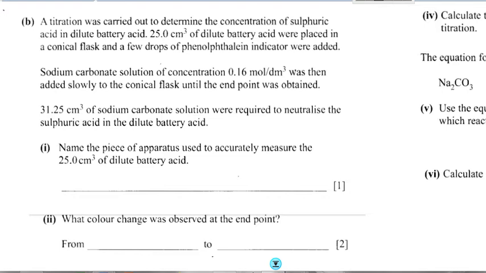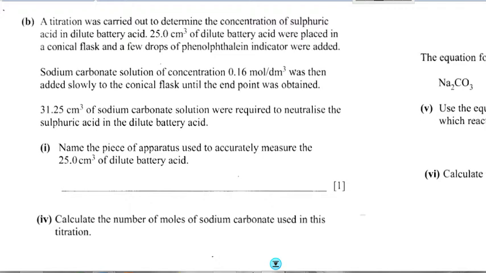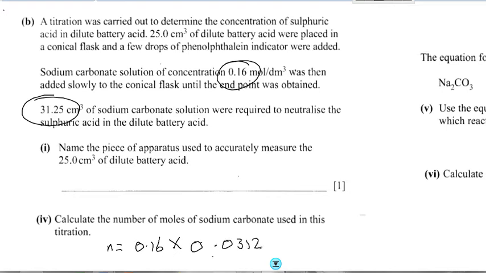Okay, right, let's have a look at the next part then. Calculate the moles of sodium carbonate used in the titration. Well, that is the concentration of sodium carbonate. Calculate the moles. Moles equals concentration 0.16 multiplied by 0.03125, which is 31.25, divided by 1,000.